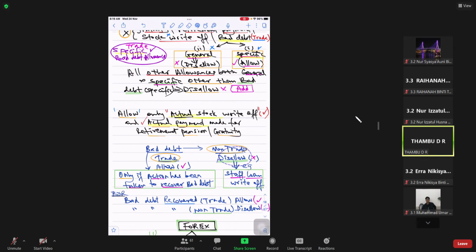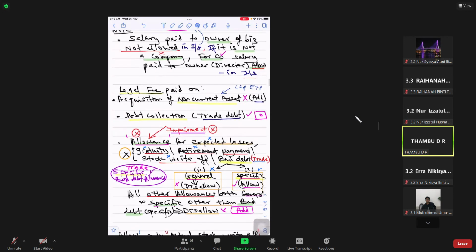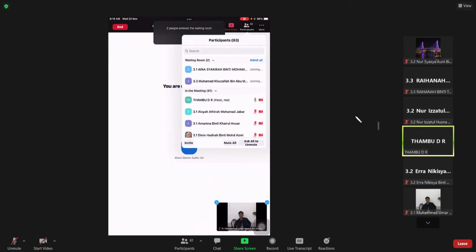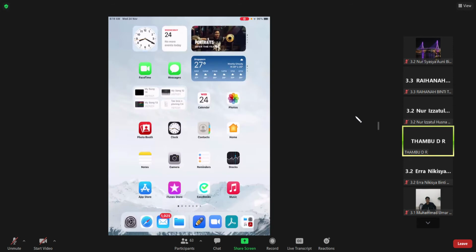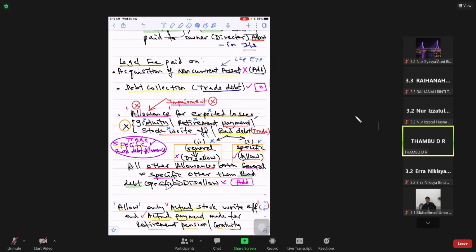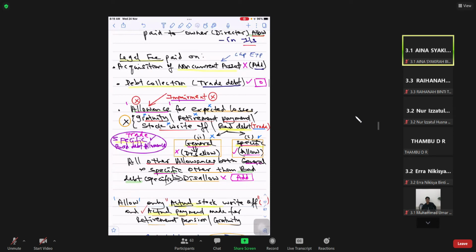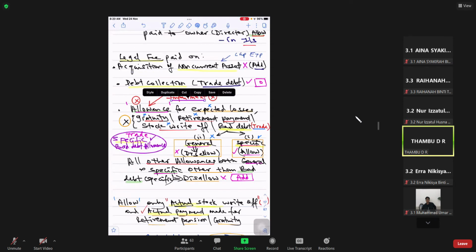Sorry. So now let's move on to the most complicated one, this one. Legal fee for buying asset, capital, not allowed. Legal fee, still under legal fee, debt collection, trade, allowed. Now we go to impairment.